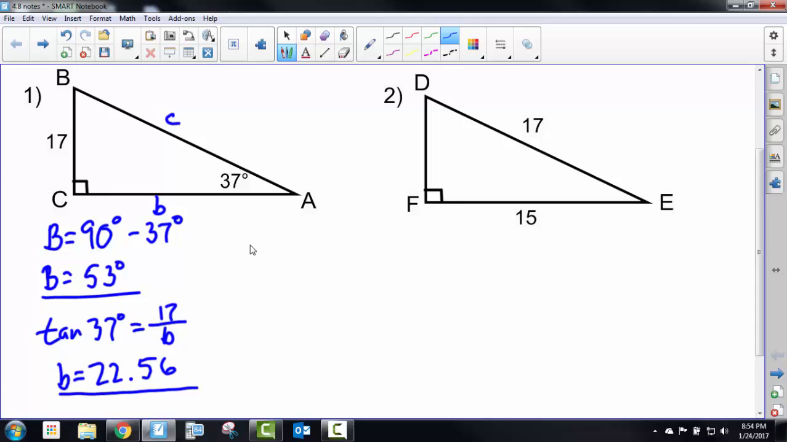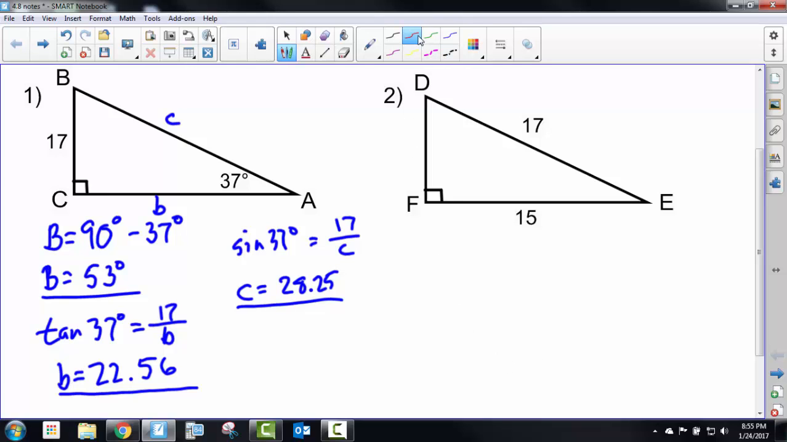And then one more computation to find the hypotenuse. I'm going to do the sine of 37 degrees is equal to the opposite side divided by the hypotenuse. It's really the same thing we do here: 17 divided by the sine of 37, and we get our missing side. This hypotenuse is about 28.25.